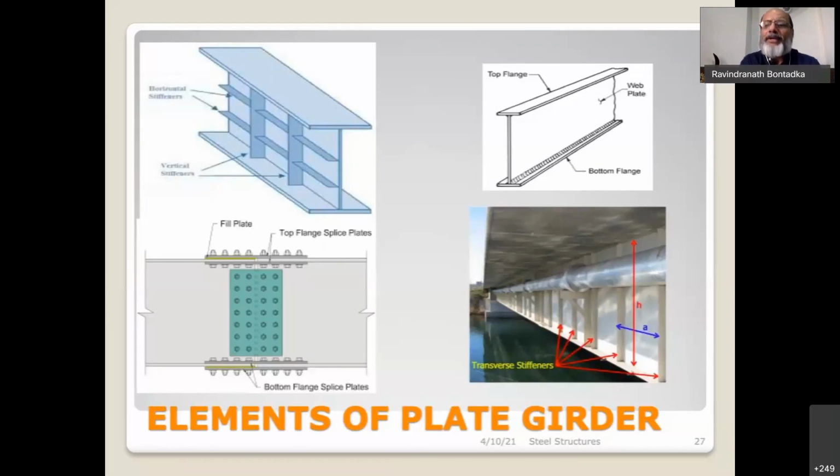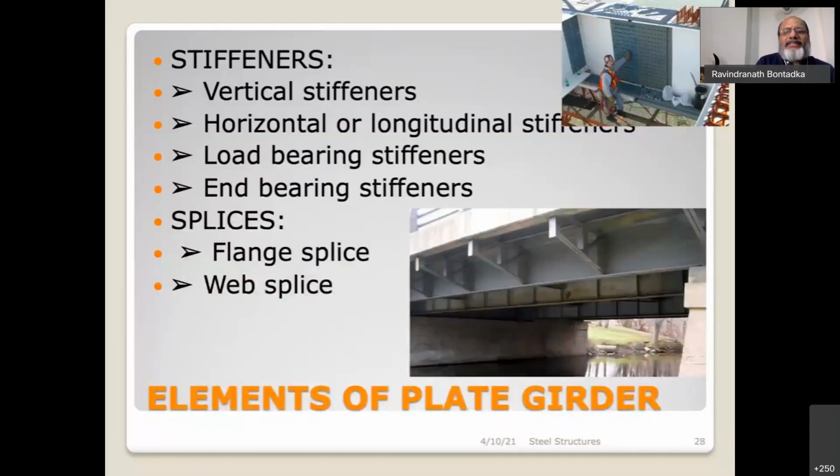Very important in all these plate girders is the stiffness. The transverse stiffness and the horizontal stiffness are very, very important because of the height variations. And then the splicing of the plate girders, the plate sections. So you have to be very careful to know about all this. Vertical stiffness, horizontal stiffness, load bearing stiffness, end bearing stiffness are very important. And then the splices, you have to detail it. And if you are a construction man, you have to follow the splicing to the core, properly.